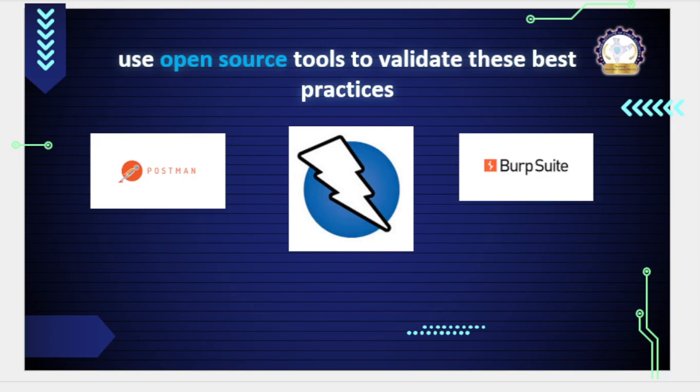So overall, testing authentication and authorization is crucial to ensure that only authorized users are able to access the API and that the data remains secure. So by choosing open source tools such as ZAP, Burp Suite, and Postman, we can effectively test authentication and authorization to ensure that our API is secure.